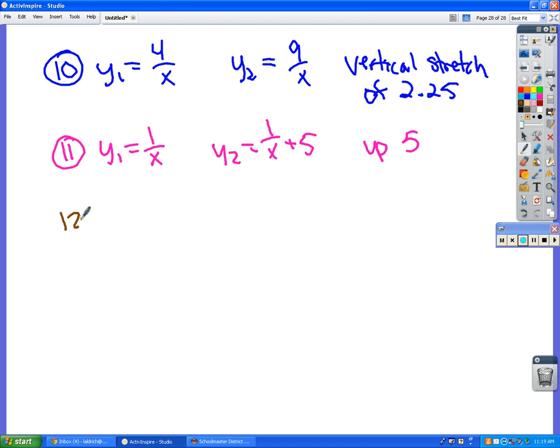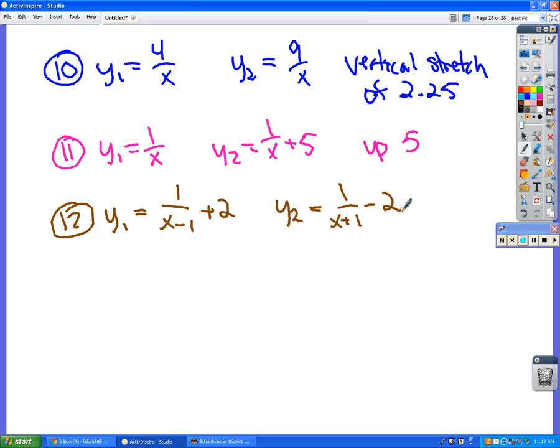And number 12. This is a little bit tricky. What did I do with the x minus 1 to get the x plus 1? Added 2, right. So since I added 2 underneath, that means left 2.